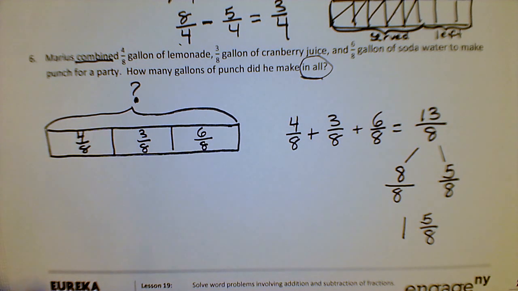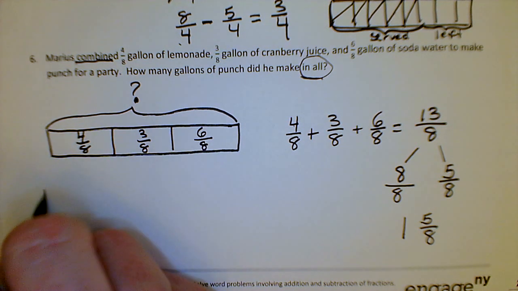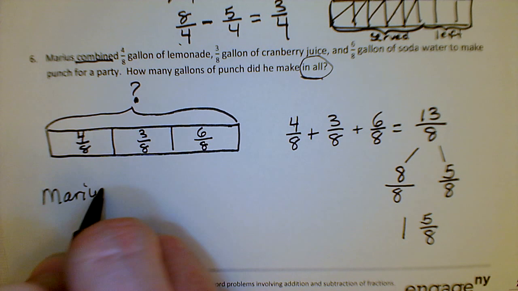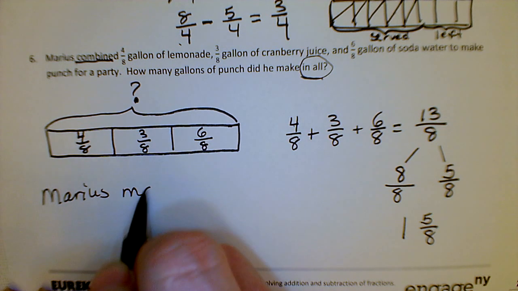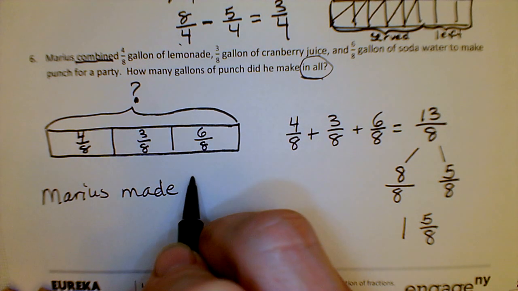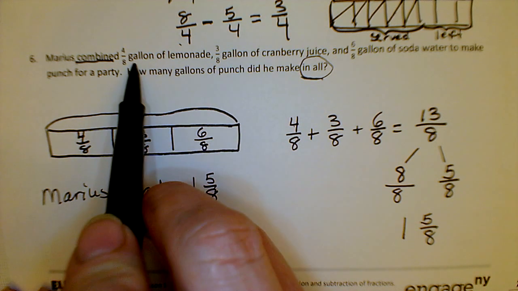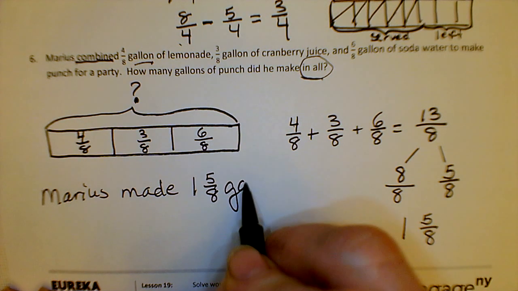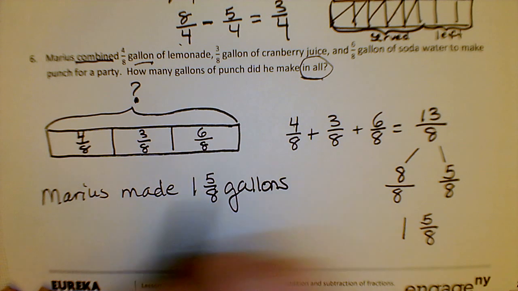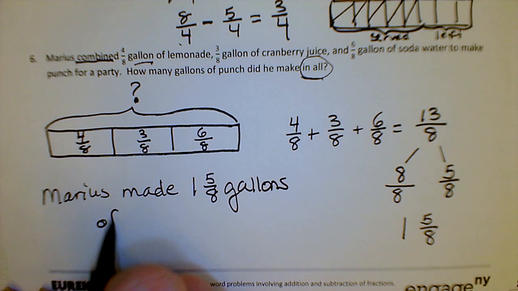So what I'm going to write over here is that Marius made 1 and 5/8. Remember, everything is gallons of punch.